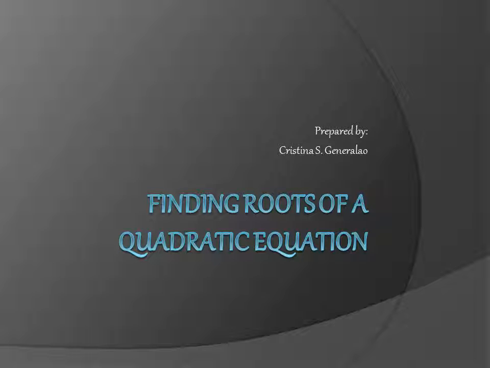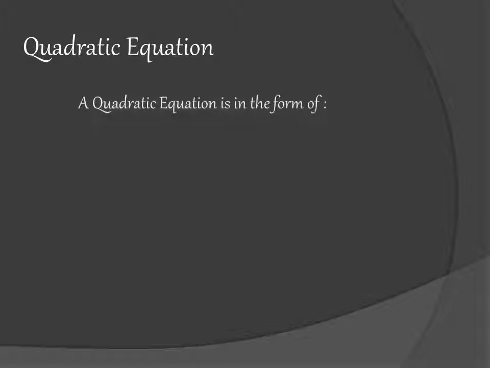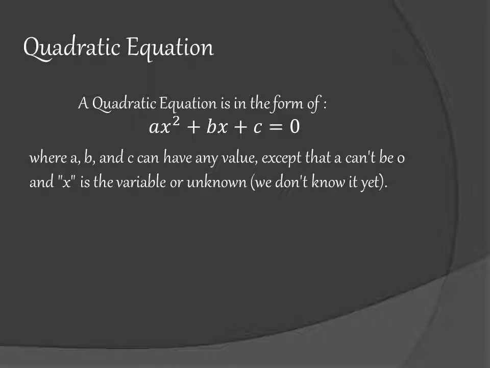Finding roots of a quadratic equation. What is a quadratic equation? A quadratic equation is in the form of ax squared plus bx plus c equals 0, where a, b, and c can have any value except that a can't be 0, and x is the variable or unknown.